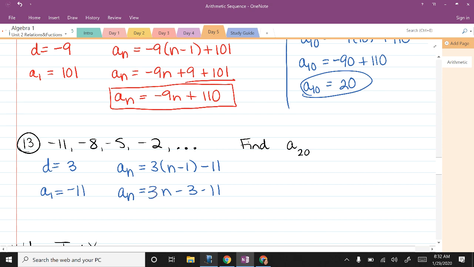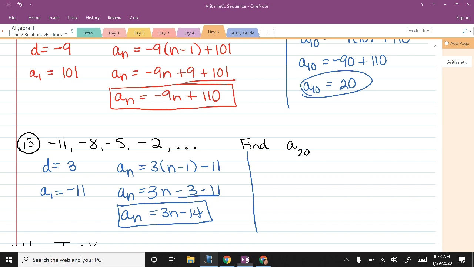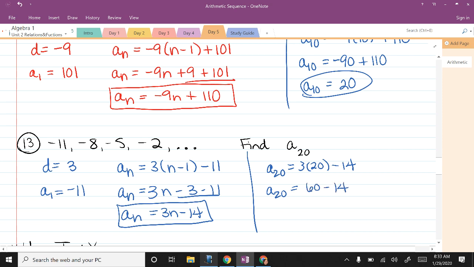All right, now what? Not 14. Negative 14. A sub n equals 3n minus 14. There's my rule. Okay, and I want to find what term? 20th. So A sub 20 equals 3 times 20 minus 14. What's 3 times 20? 60 minus 14 is what? 50, not 56, 46. Good.